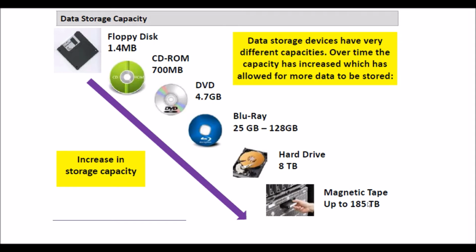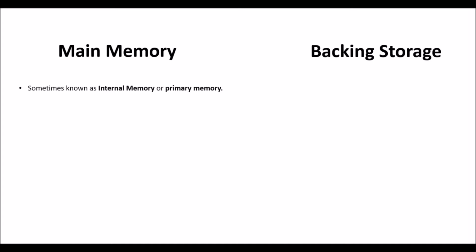Now, the last one is the magnetic tape, which can give you up to like 185 terabytes. So just try to pay attention to all this. Now, another thing you're supposed to know here is the main memory and the backend storage. What are the differences between them? I told you several times in the previous video, in chapter 2, when I was talking about the main memory as well as the secondary memory. Secondary memory, you can call it backend storage, is the same thing.